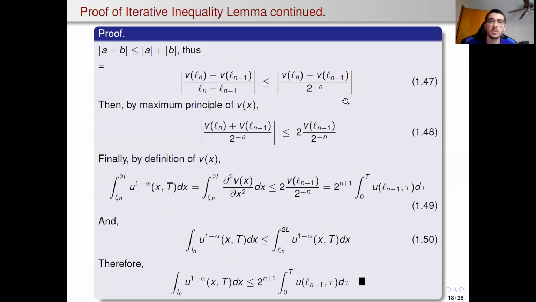Moving on, we can use this property of the absolute value to achieve 1.47. And then using our previously proven maximum principle for v(x), we know 1.48 to be true. Finally, substituting in our definition of v(x), we can achieve the right-hand side of 1.49. And using this previously proven fact of 1.5, we can thus achieve our desired inequality here at the bottom.